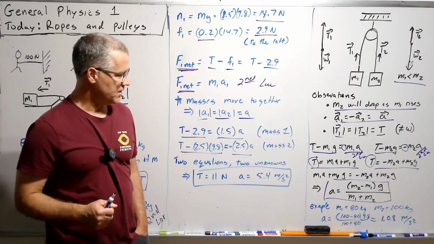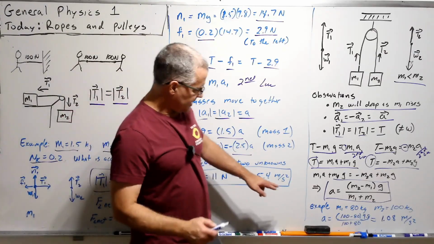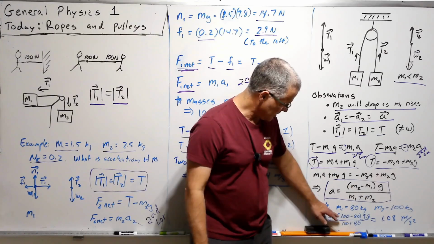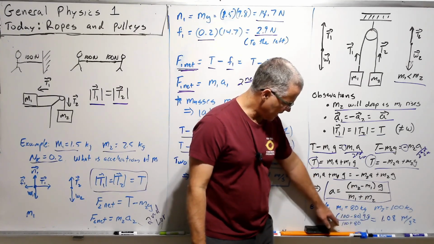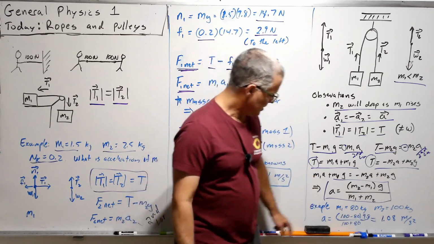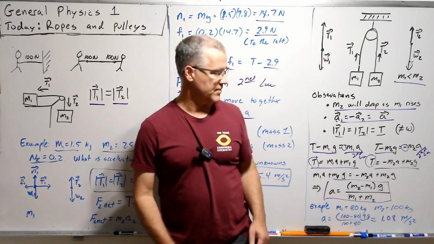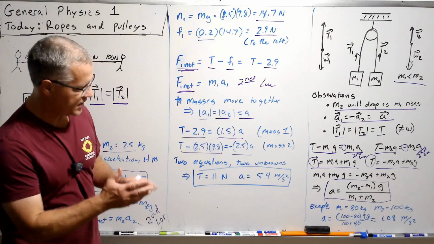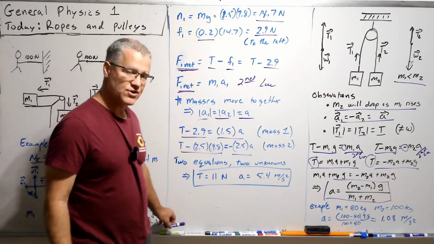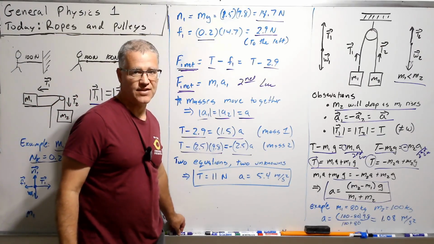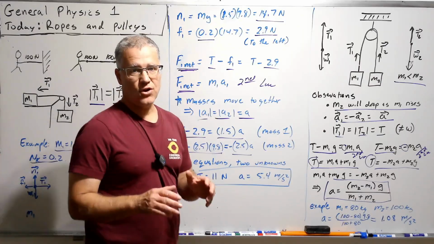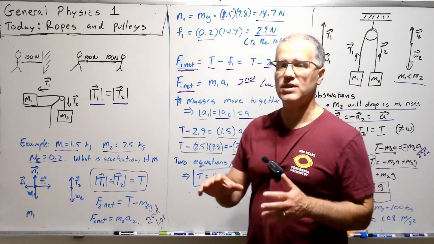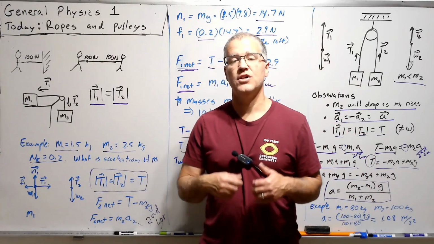Let's take an example here. If mass 1 is 80 kilograms and mass 2 is 100 kilograms, then we have 100 minus 80 divided by 100 plus 80, multiplied by g, and that gives us our acceleration. And I got 1.08, so you can check that. Okay, so here are some situations where we have an out-of-equilibrium situation with tension.